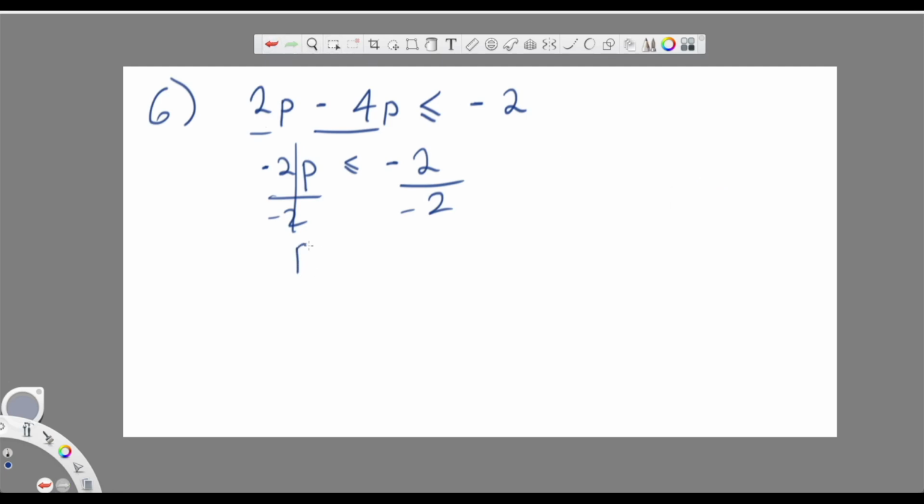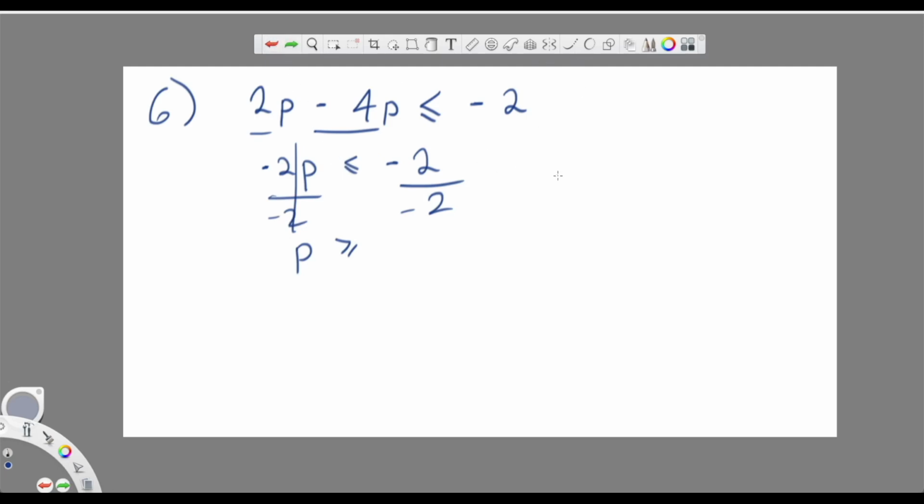So we're going to have p, and then we ask ourselves, do we have to flip the sign? We do. So this used to be less than or equal to, but now it's greater than or equal to. You have to flip the sign anytime you divide by a negative number. We divided both sides by negative 2, which means we have to flip the sign.